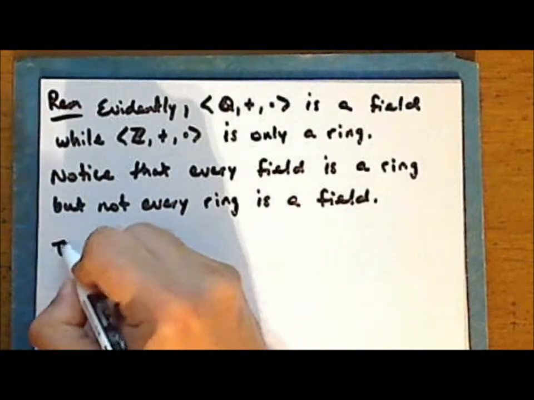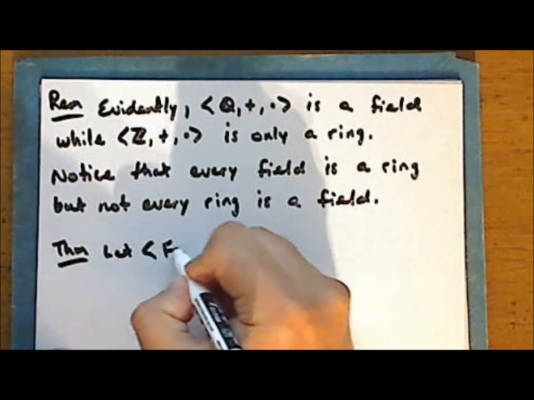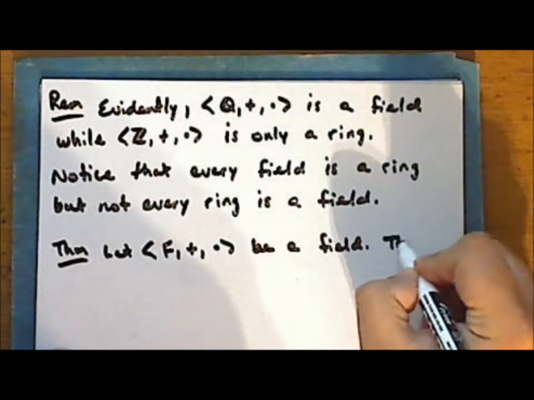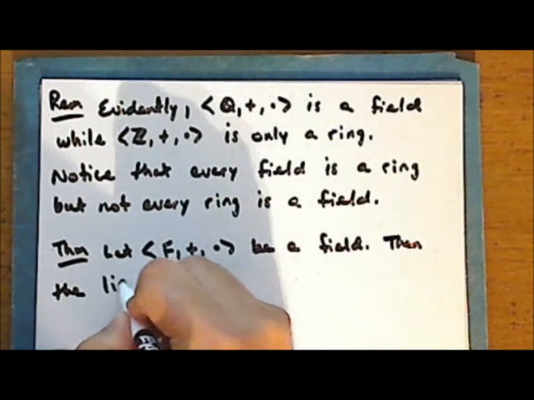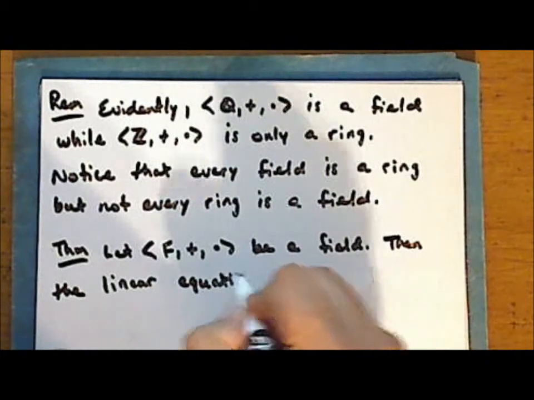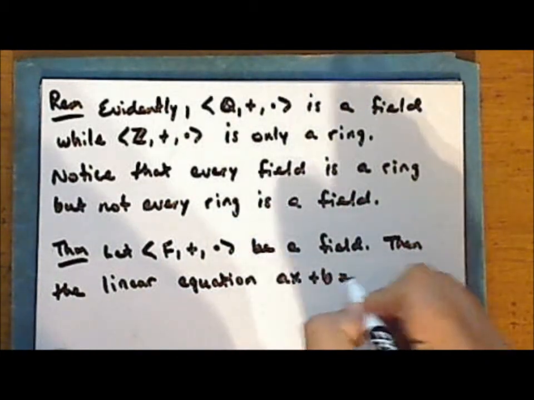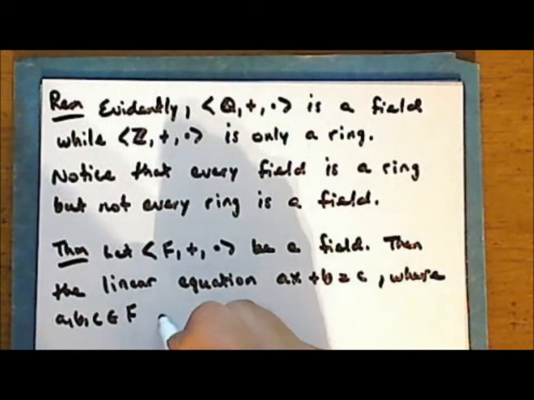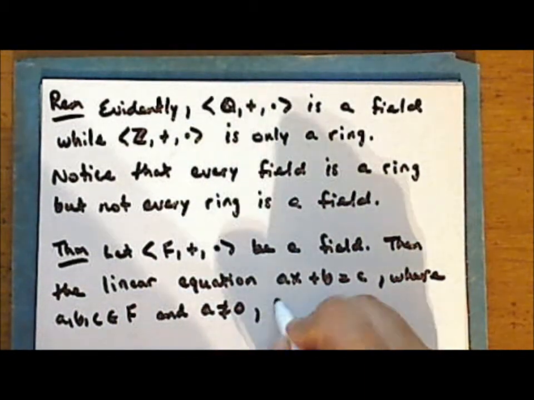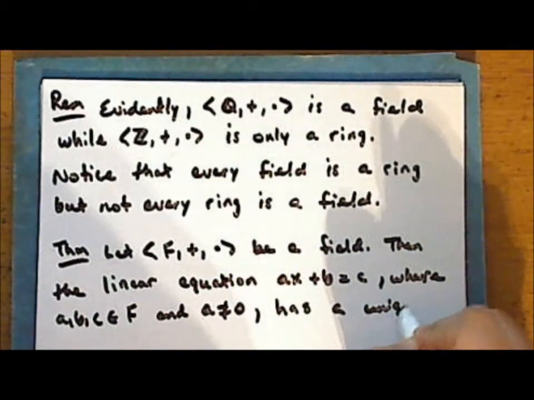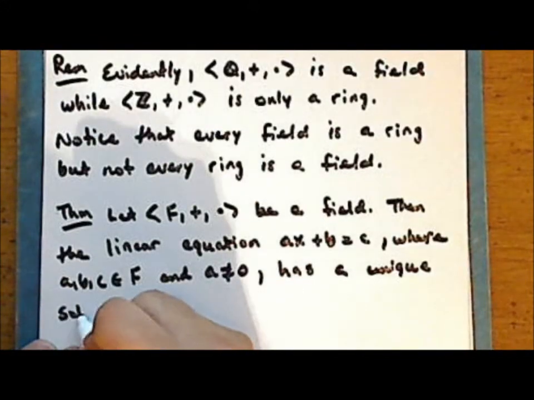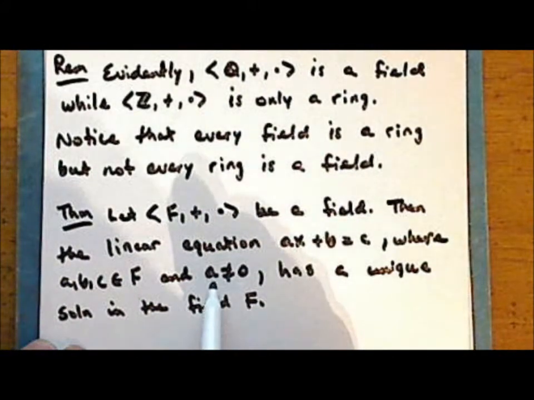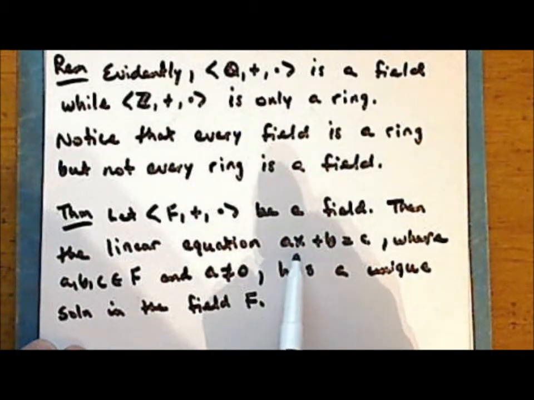Alright, so next we'll prove a theorem. Let the set F, together with some notion of addition and some notion of multiplication, be a field. Then the linear equation a times x plus b equals c, where a, b, and c are in the set F, and a is non-zero, has a unique solution in the field F.